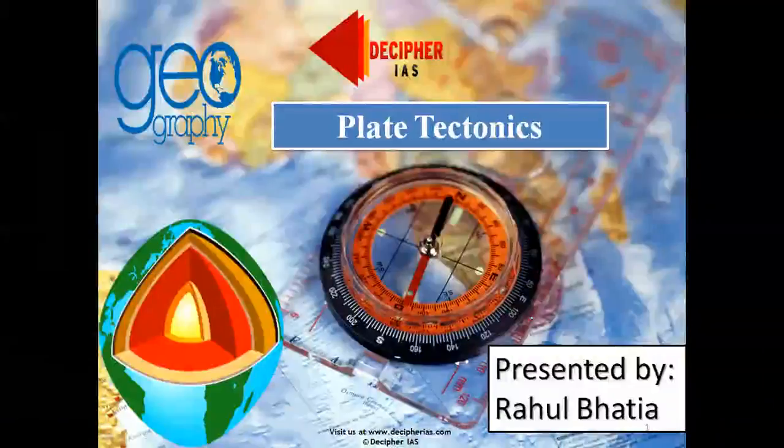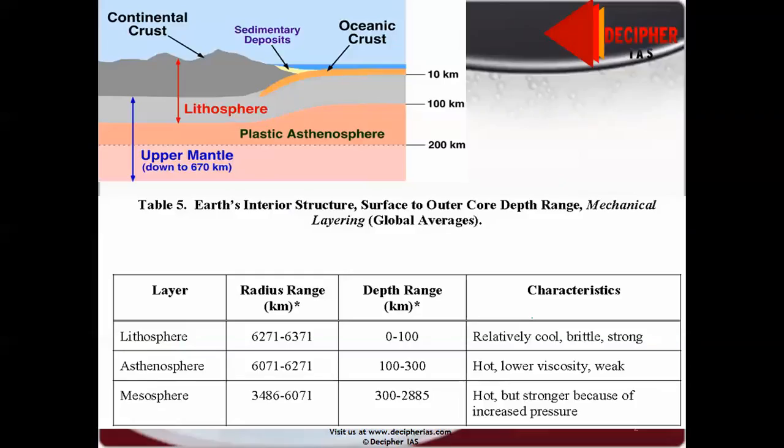Last time we discussed the internal structure of Earth. What we discussed is that Earth consists of crust, mantle and core. These are divided on the basis of chemical composition. Now the other one is the mechanical classification, wherein the Earth's crust and upper mantle are divided into: first of all continental and oceanic crust, then lithosphere, which includes the continental and oceanic crust, and then asthenosphere.